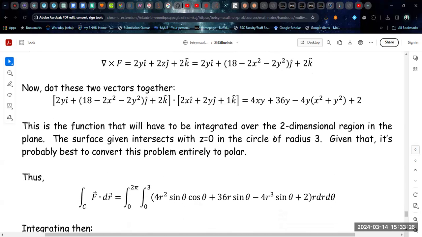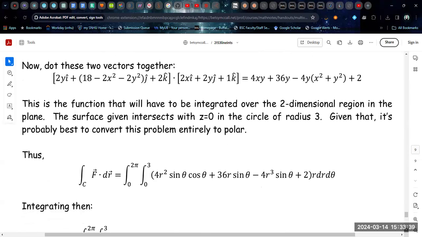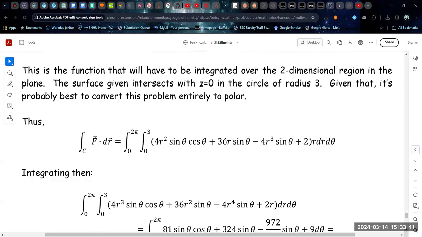And then this is the function that we have to integrate over the two-dimensional region. Of course, because this is a circle in the xy plane, this is a circle of radius 3. So we would convert this to polar, so we don't have to use those nasty square roots. And so then that would give us this expression.